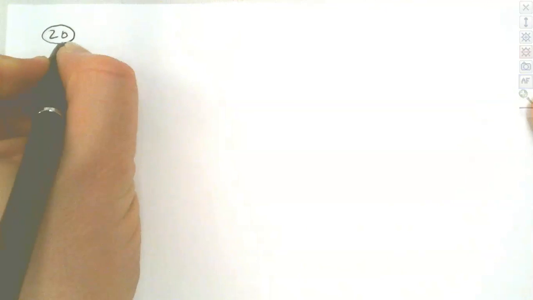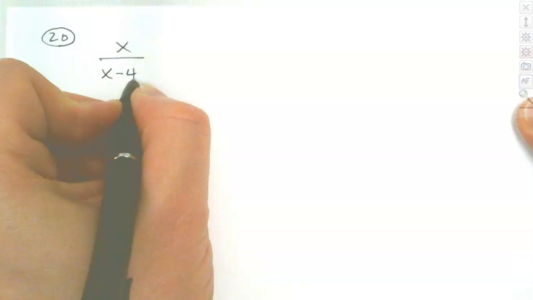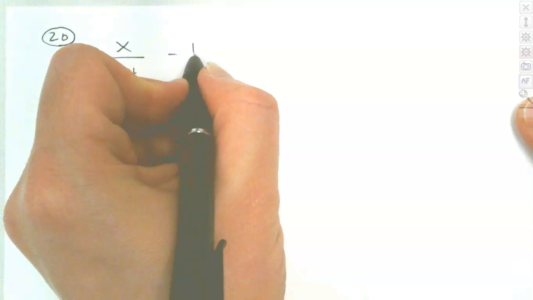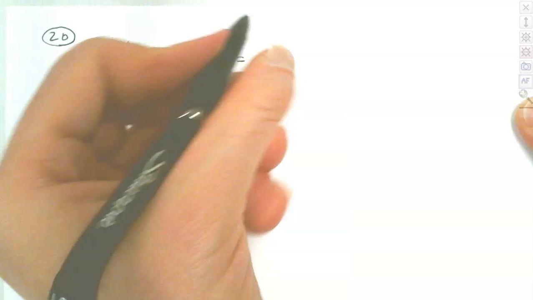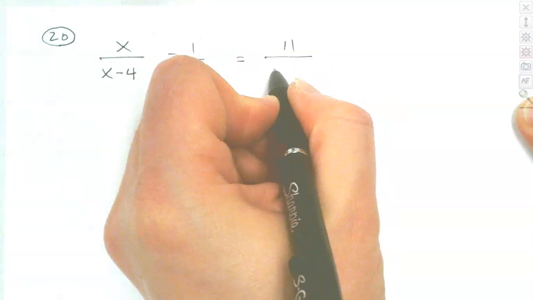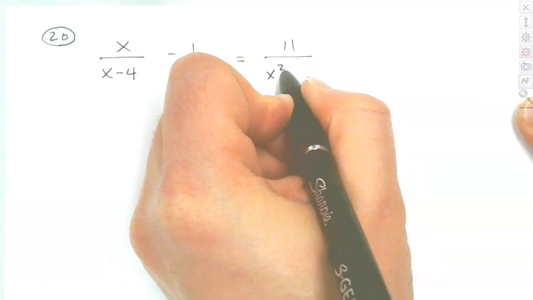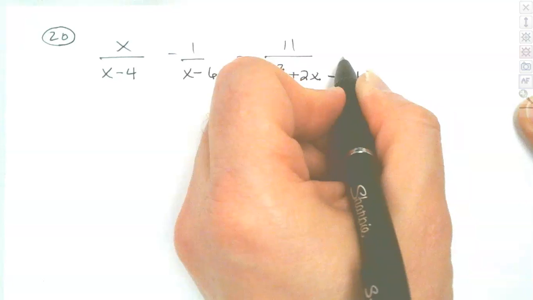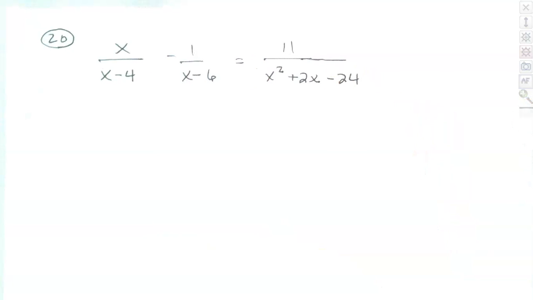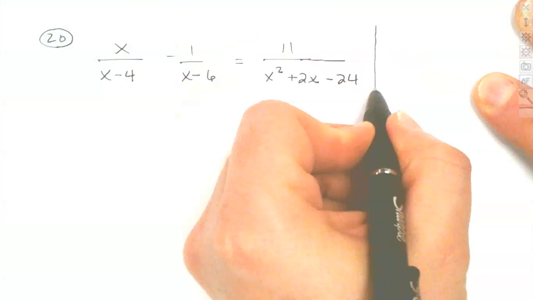And we've got this: x over x minus 4 minus 1 over x minus 6 equals 11 over x squared plus 2x minus 24. And all we're looking for is the number or numbers that are not in the domain.